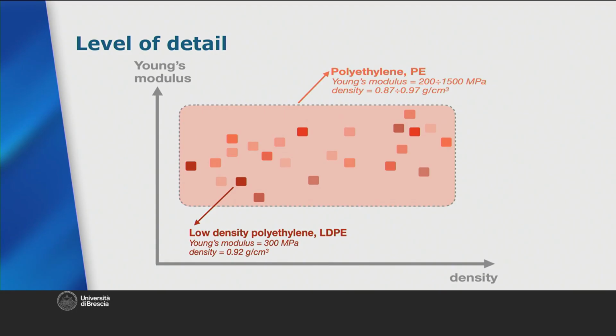This represents a low level of detail, useful in the early stages of a project, when it is enough to have a broad overview of the material family. A high level of detail, on the other hand, means focusing on a specific material with exact values for its properties. In this case, for example, we might refer to low-density polyethylene, LDPE, and use the precise data for its density and Young's modulus in the project.